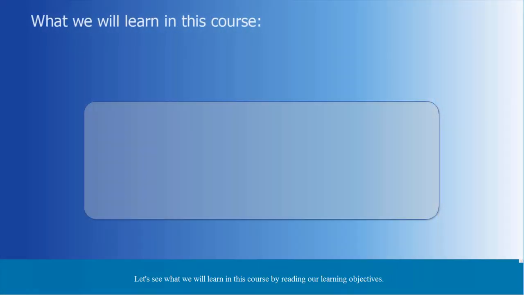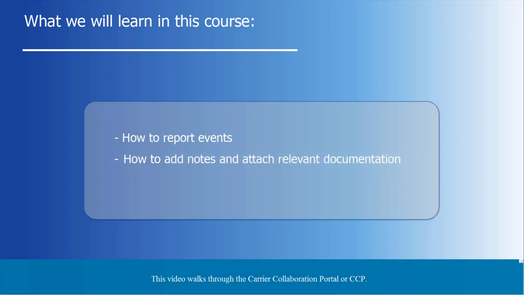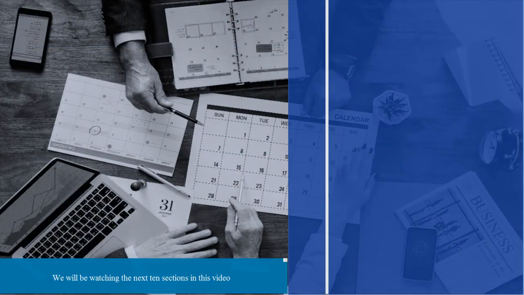Let's see what we will learn in this course by reading our learning objectives. This video walks through the Carrier Collaboration Portal, or CCP. You will see how you can report events, add notes and attach relevant documentation, and how to insert information notes. We will be watching the next 10 sections in this video.